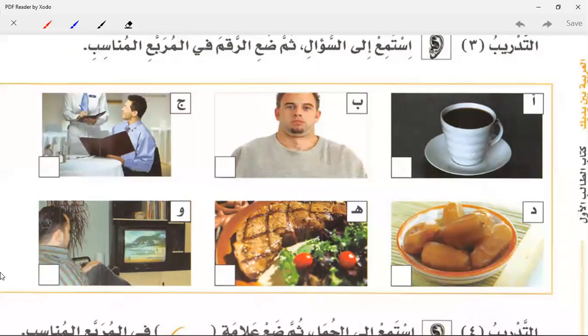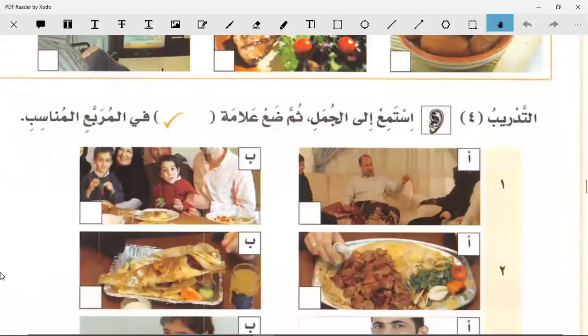ما وزنك؟ So you write two on this one. Next. ماذا تشاهد؟ Next. ماذا تشرب؟ Next. Maza tatlubu? Next. Maza ta'kulu min al-fakiha? You write six on this one. Anybody, any question? No questions, so we'll proceed.